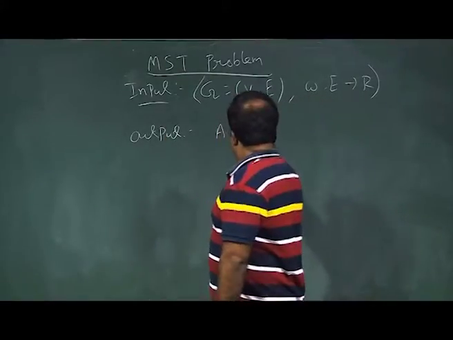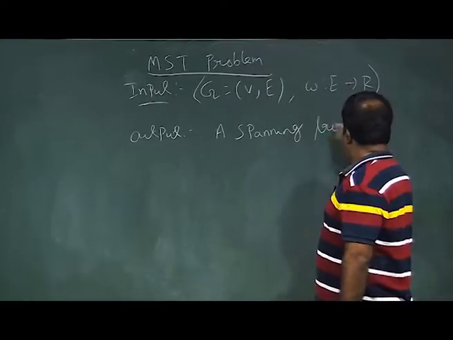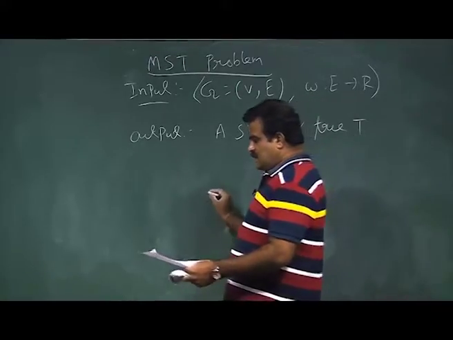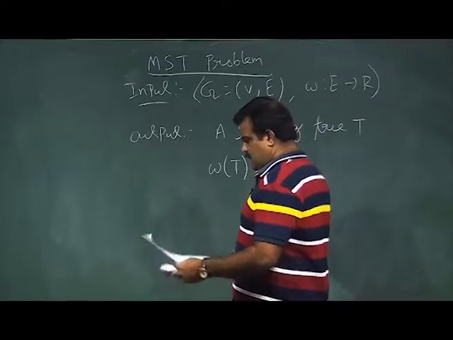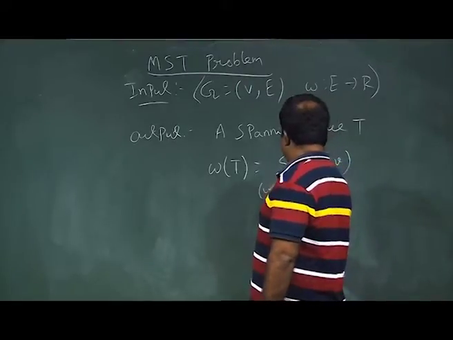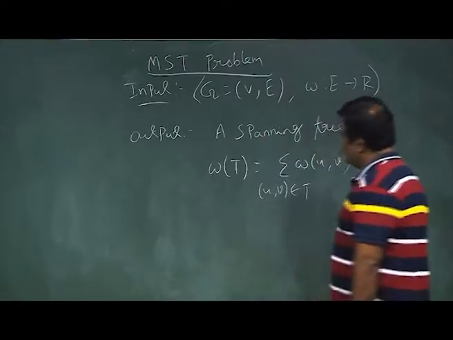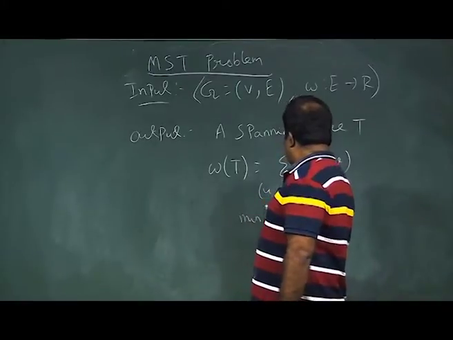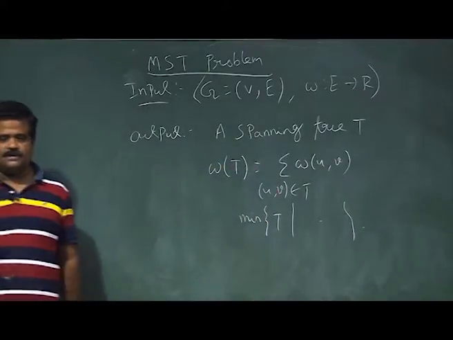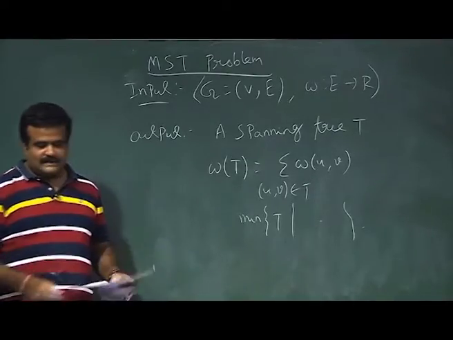a spanning tree, which is a subgraph, a tree with no cycle, that contains all the vertices, such that the weight W(T), the summation of W over the edges of T, is the minimum among all such T. We consider all such spanning trees, and whichever gives us the minimum weight is the minimum spanning tree.